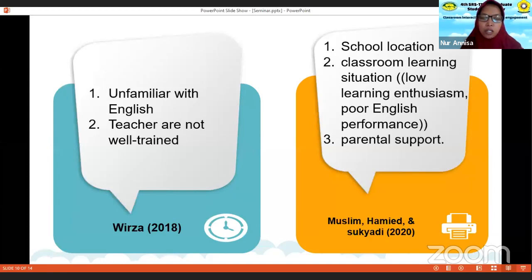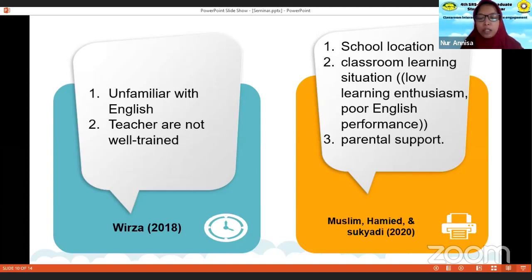It happened in Indonesia. In EFL, the investment in learning language is low because they are unfamiliar with English and also teachers are not well trained. And the last is the study from Muslim Hamid and S.Pd. They investigated why Indonesian high school students have low investment in learning English.